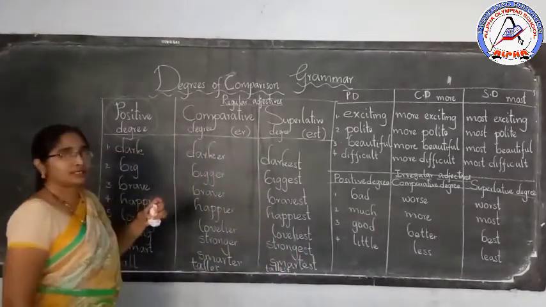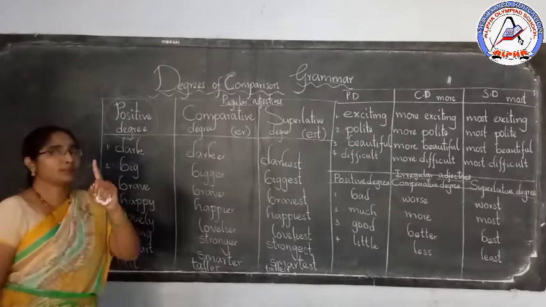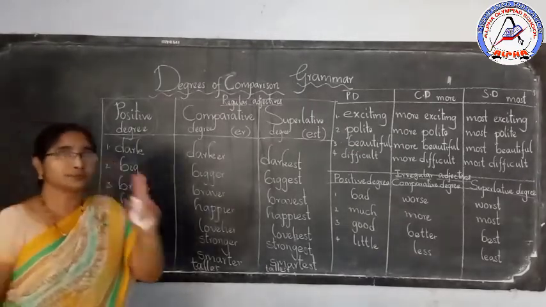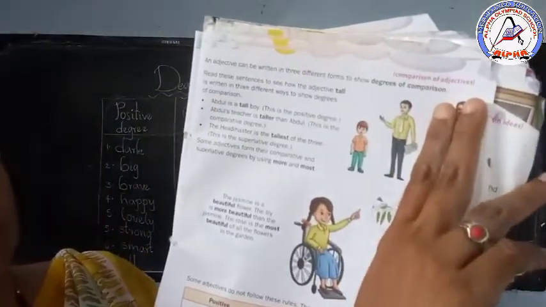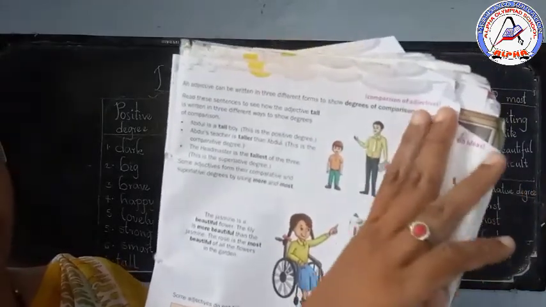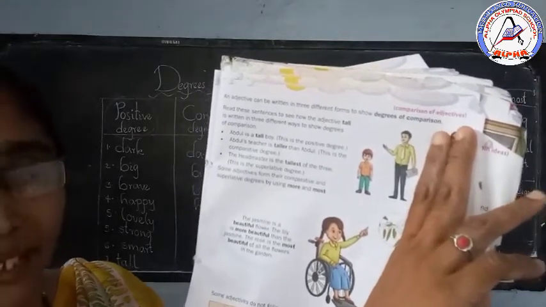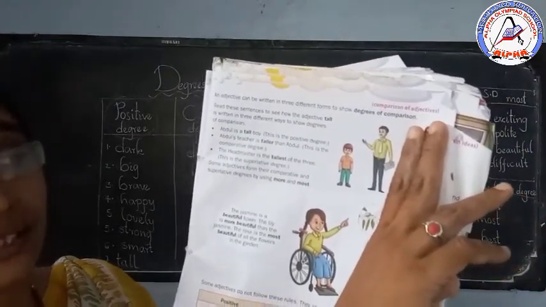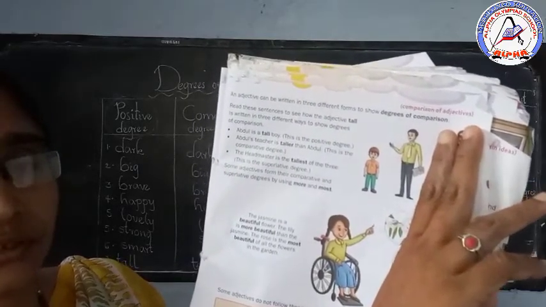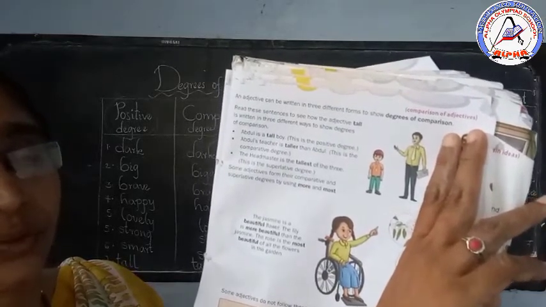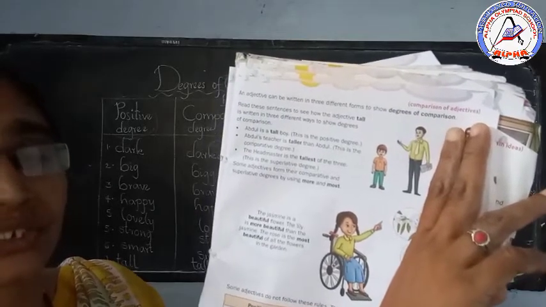Abdul is a tall boy. This is a big tree. You are a brave boy. Here we are talking about the same person. When we talk about two persons, have a look at the picture once again. Whom can you see? Abdul and the teacher. How can we talk about these two people? When we are comparing two people, we can say that the teacher is taller than Abdul. Who is taller in these two people, the teacher or Abdul? The teacher. The teacher is taller than Abdul.